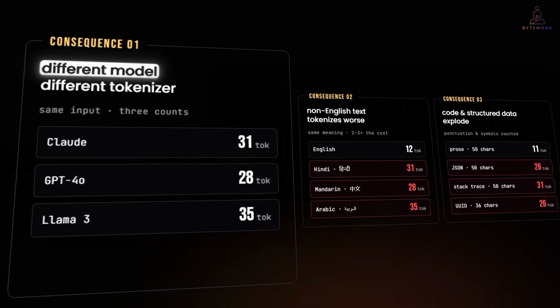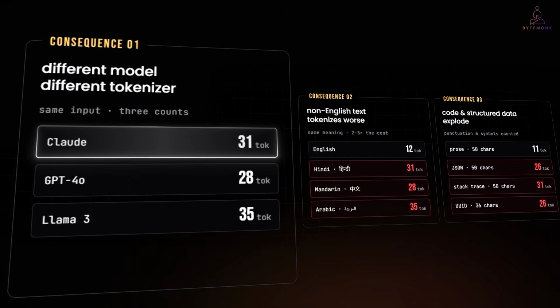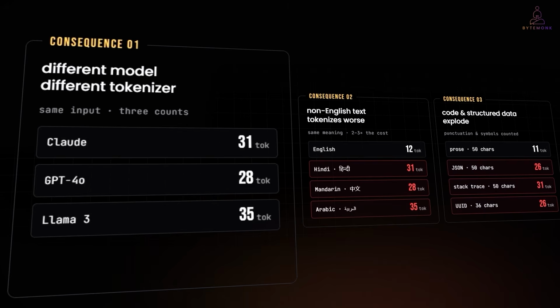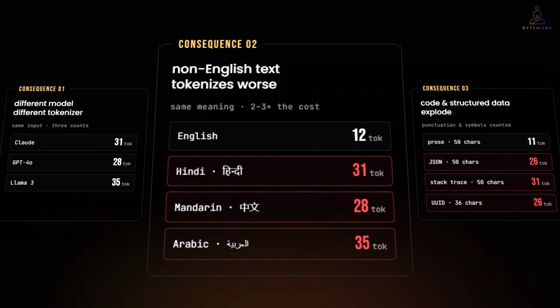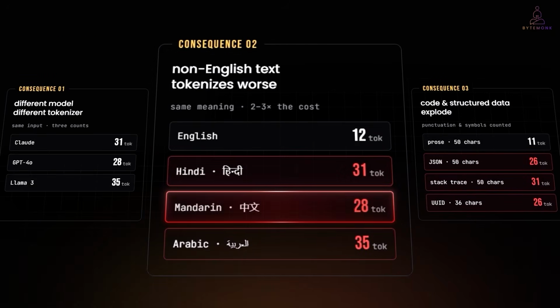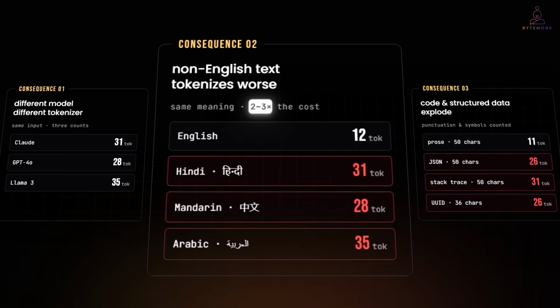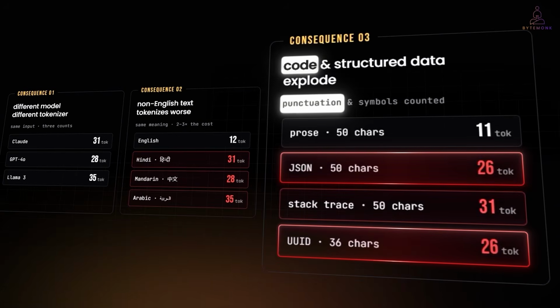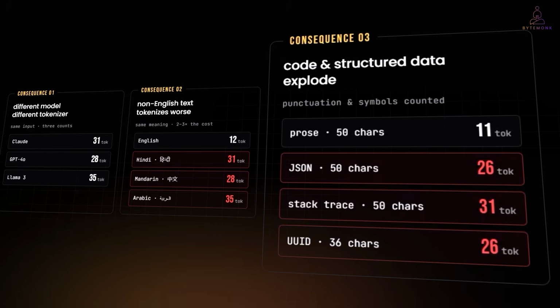Number 1, different models have different tokenizers. Claude's tokenizer is not the same as GPT-4's. Llama's is different again. The same exact sentence will count differently on each one. And we'll see this live later in the video. Number 2, non-English text usually tokenizes worse. For example, languages like Hindi, Mandarin, Arabic, these often take 2 to 3 times more tokens per character than English. So if you are building for a global audience, your bill in some languages is fundamentally higher. Number 3, code, logs, JSON, UUIDs, anything with lots of punctuation and random looking strings, these all explode the token count.